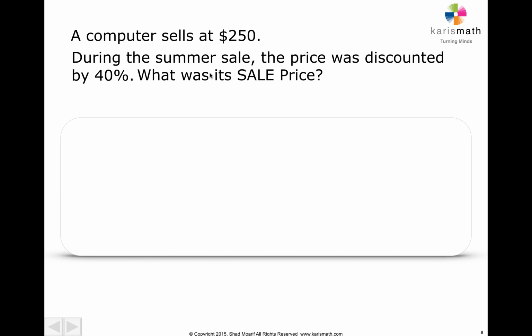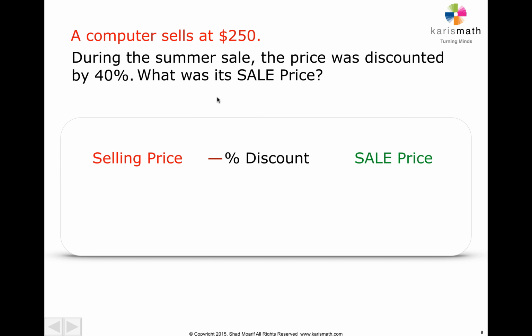Here's another problem. A computer sells at $250. That's the selling price. Okay, so let's put down the selling price. And during the summer sale, the price was discounted. It means it was reduced. So this is the selling price. The discount is shown here. It was discounted by 40%. What was its sale price?